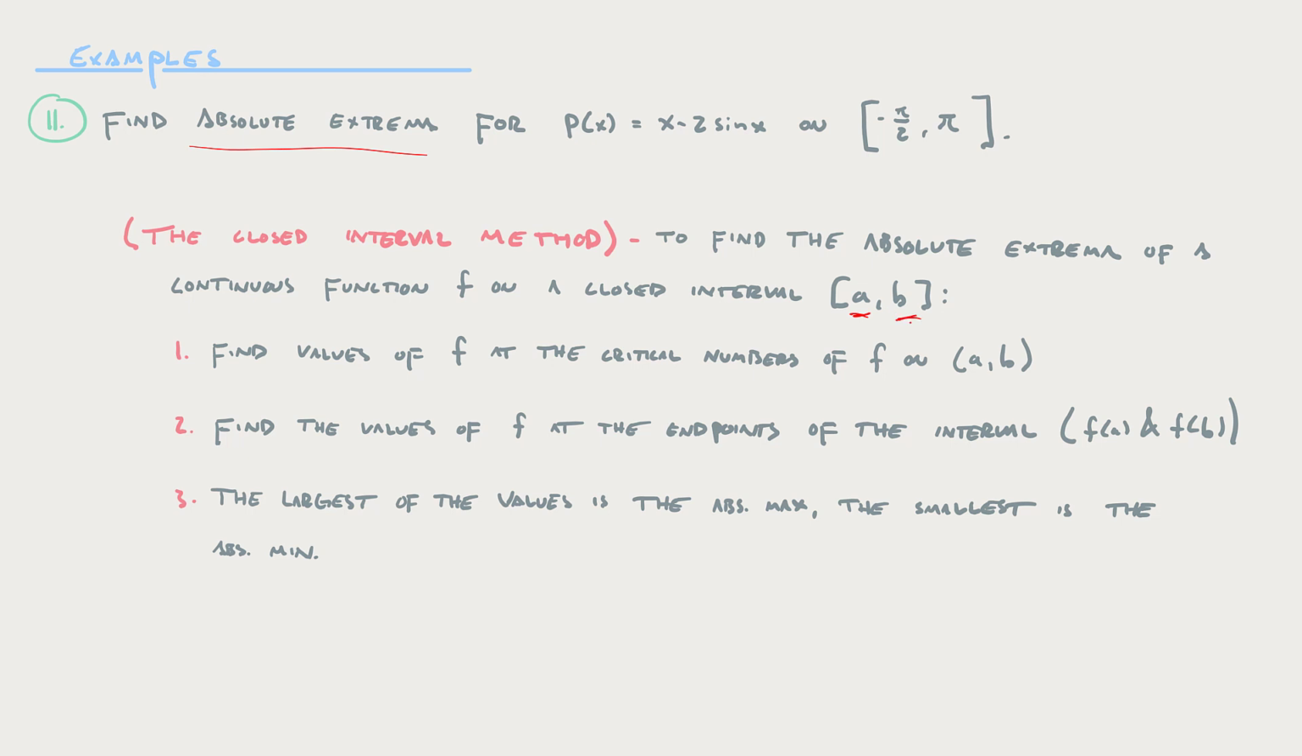And then the third thing we're going to do is look at that list of values that we just produced from steps 1 and 2. The largest of those values is the absolute maximum. The smallest of those values is the absolute minimum. And that's it. Oftentimes when we're doing problems where we're maximizing or minimizing, we're actually looking for the highest maximum or the lowest minimum. So we don't necessarily care about where exactly all the different high points and low points are happening, just what the biggest high point is and the smallest low point is.